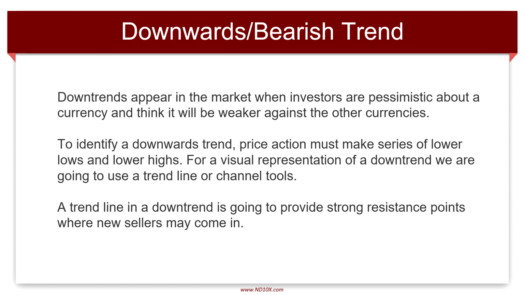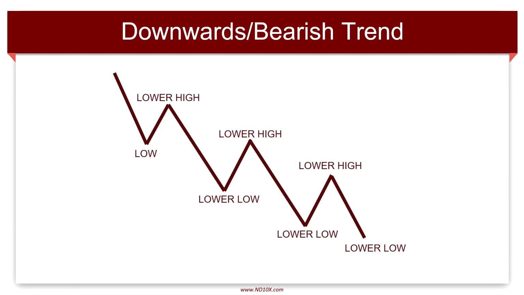A trend line in a downtrend is going to provide strong resistance points where new sellers may come in. So same as we want for the uptrend, just the opposite way. In this case, we want to see a series of lower lows and lower highs.